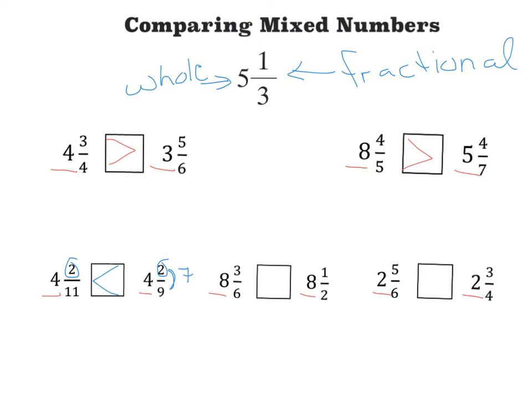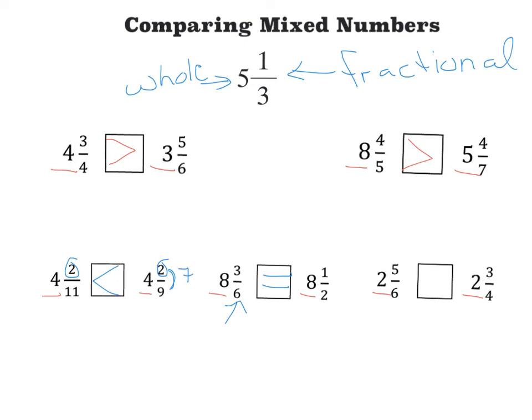Now looking at 8 3/6 and 8 1/2. Well, the first thing I'm thinking, the denominators are not the same, the numerators are not the same, so I've got to go to my benchmark fractions. Well, a half is a half, that's easy. But now looking at this 3/6, I know that 3 is half of 6, so these are actually equal because 3/6 is an equivalent fraction of a half.